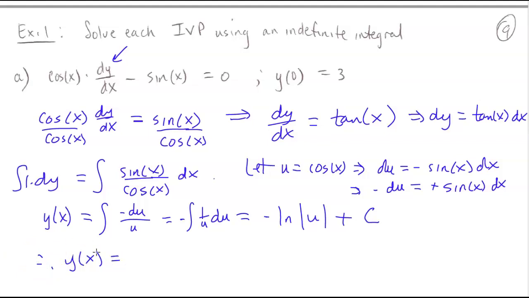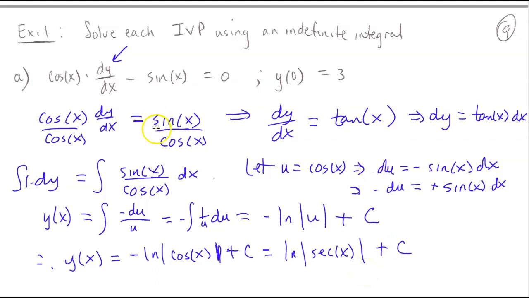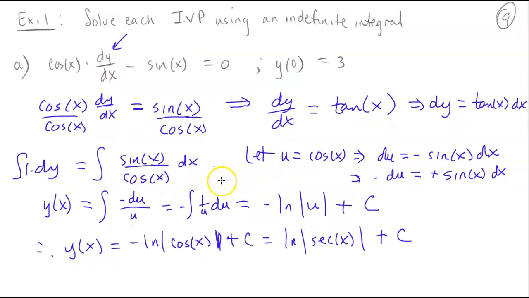From here, we know that u was cosine. So we could either say this is negative natural log of the absolute value of cosine x plus c, or we could use our logarithm properties, take this understood negative 1, put it in the exponent, and have cosine of x raised to the negative 1, which is the same as secant. We can say natural log of the absolute value of secant of x plus c. So that would be our most general solution to this.